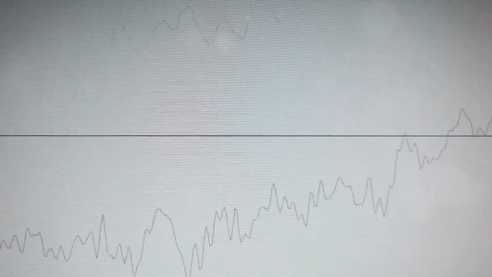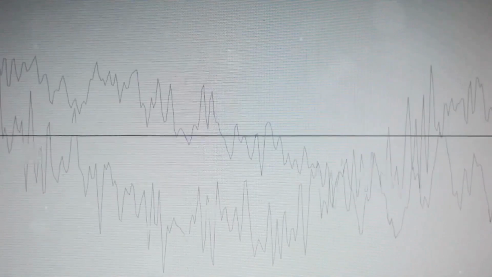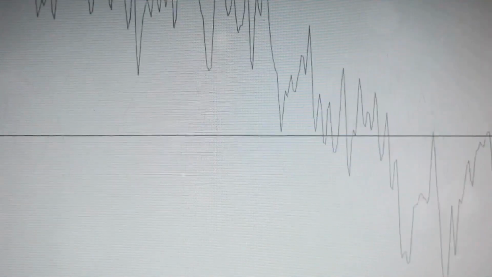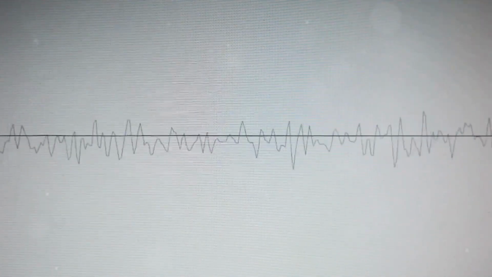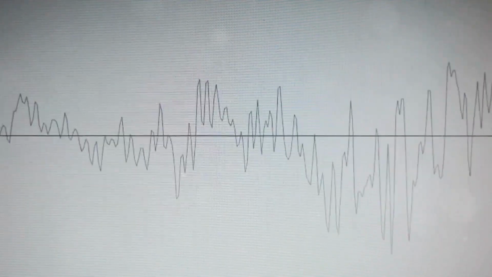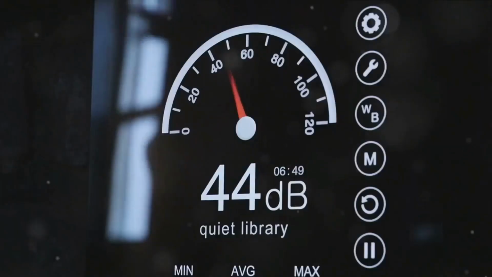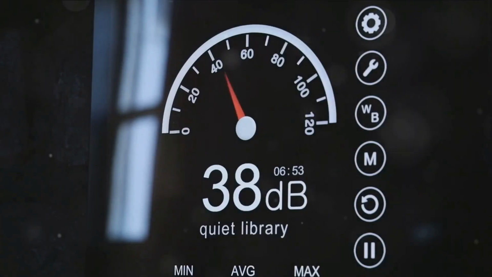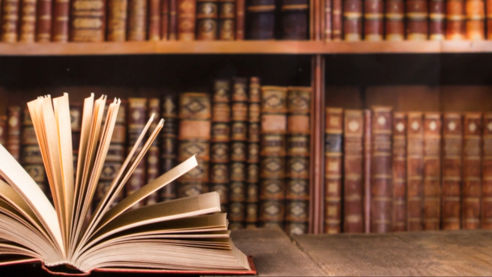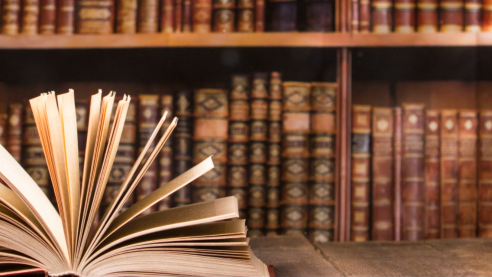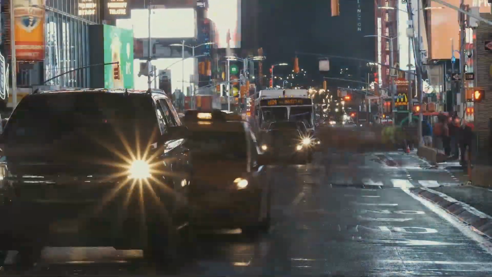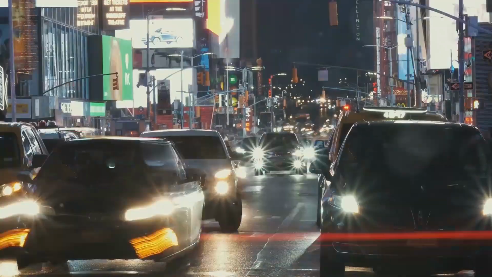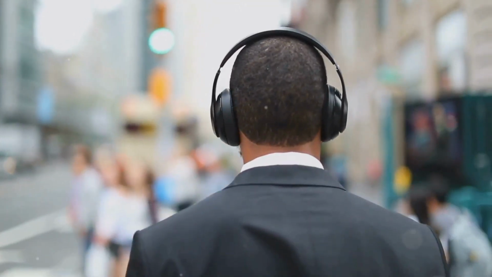Let's illustrate this with a practical example, one that's all around us: sound. The decibel scale, used to measure sound intensity, is a perfect example of a base 10 logarithmic scale. When you're at a quiet library, the sound level might be around 40 decibels. In contrast, a busy city street might register at 80 decibels. Now, if you're thinking that a city street is twice as loud as a library, you'd be mistaken.